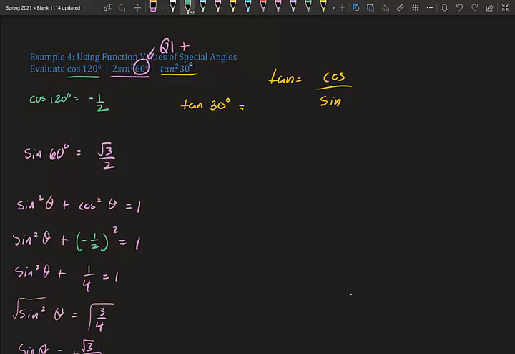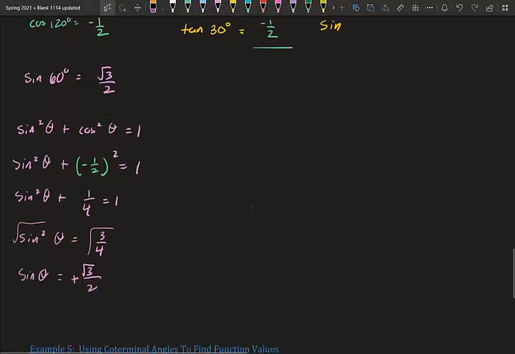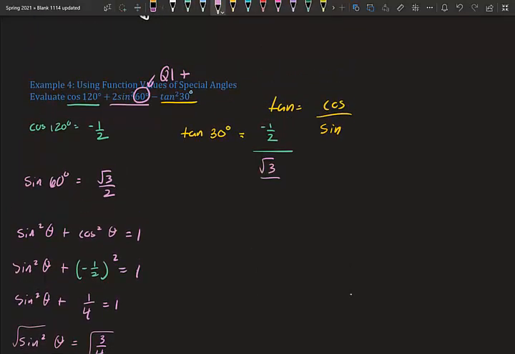So -1/2 divided by sine, which is positive square root of 3 over 2. Our denominators cancel. So we're left with -1 over square root of 3. And that's the same thing as negative square root of 3 over 3. So now we have all of those values. What we're going to do is plug them in to what we have. So we evaluate each little function and then plug it back in.